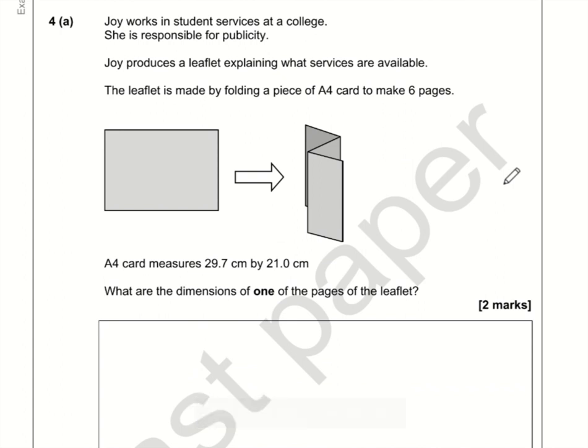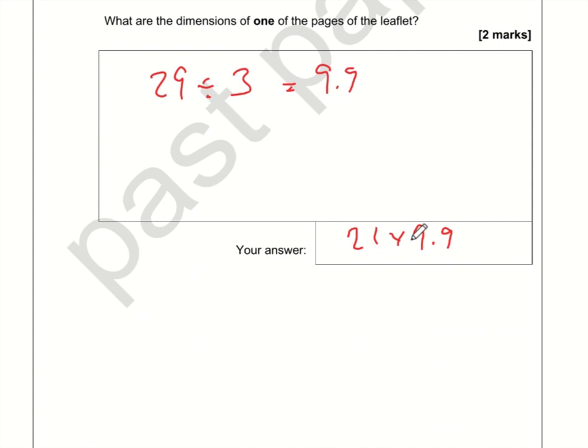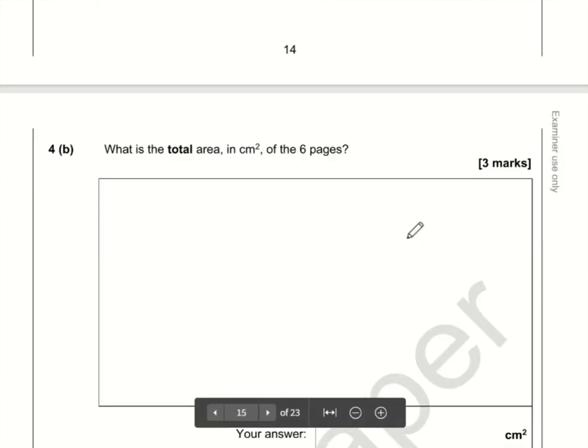Okay, so this card here is 29 by 21. We can see that it's longer than it is tall, so this is why this one's the 29, and this is 21, and not the other way around. So the height is still going to be 21, but the card has been split in 3, so what is 29 divided by 3? 29 divided by 3 is 9.9. So the dimensions are 21 by 9.9.